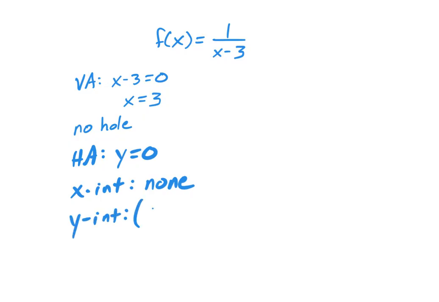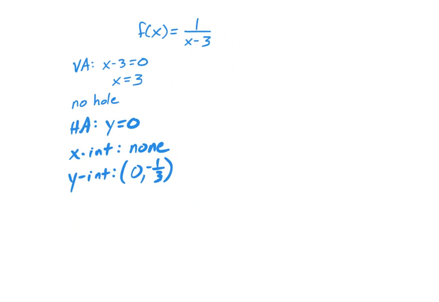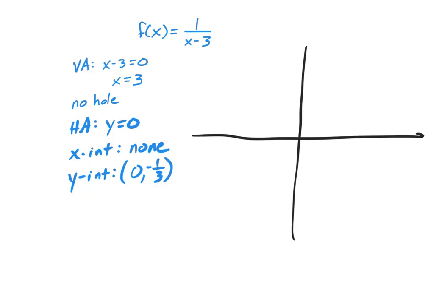And then for the y-intercept, we're just going to plug 0 in for x and find out what y is. So 1 divided by 0 minus 3 is 1 over negative 3, or negative 1/3, is my y-intercept. Okay, and we are going to use our calculator here, but before we use our calculator, what I like to do is put all of this on the graph first, and that helps guide where our graph is going to go based on everything that we've got here.